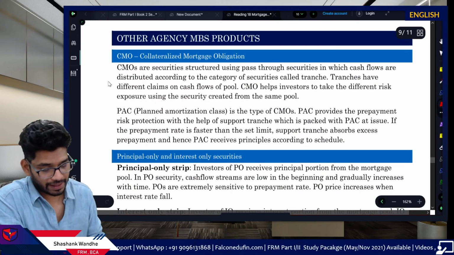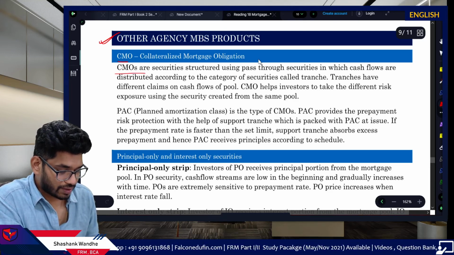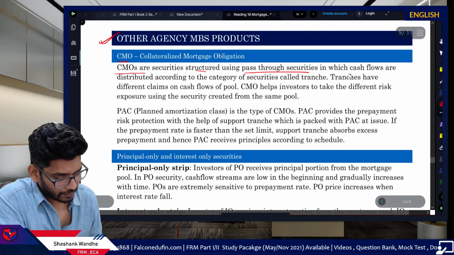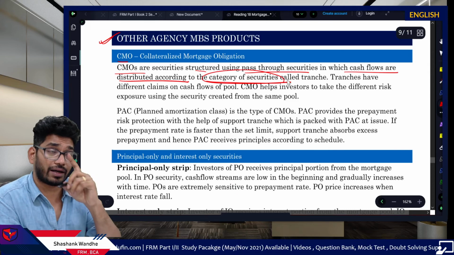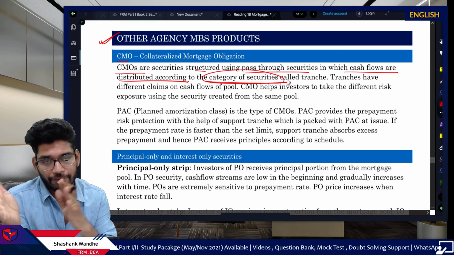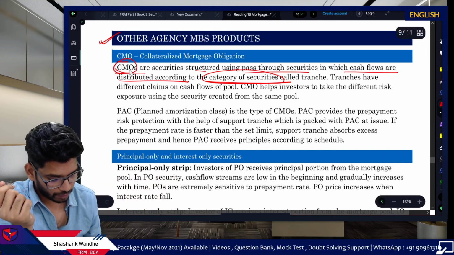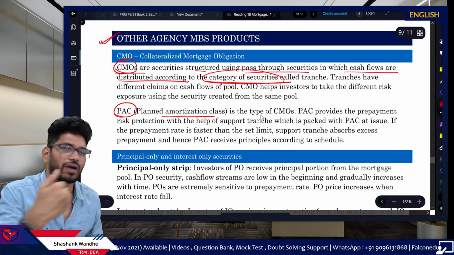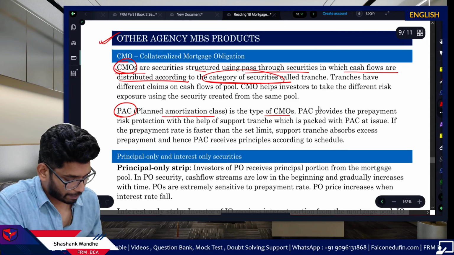Now other agency based MBS, CMO. CMOs are the securities structured using pass-through securities in which the cash flows are distributed according to the category of the security. Remember I told you like there can be tranching. So if the tranching is done, the different category of securities are created, then we call it as a CMO. Then we have PAC, plan amortization class. So their amortization will be different. Okay. So is a type of CMO.